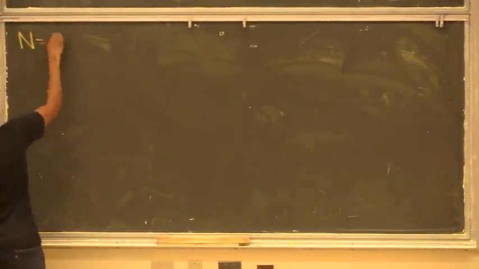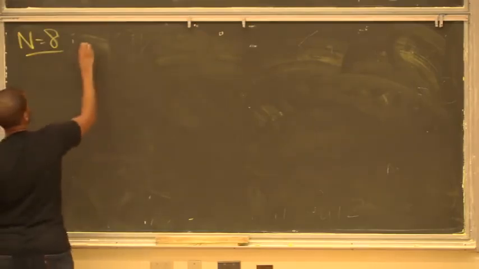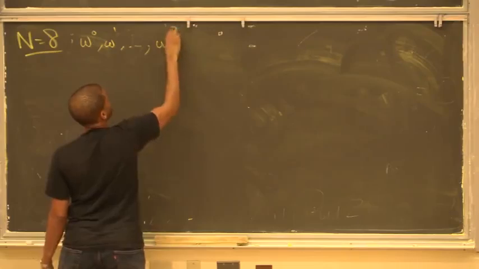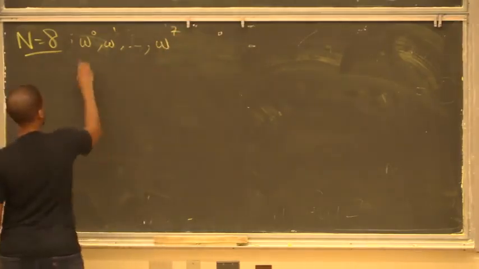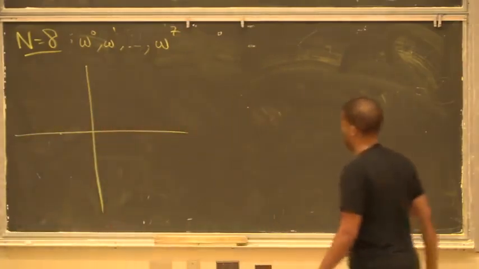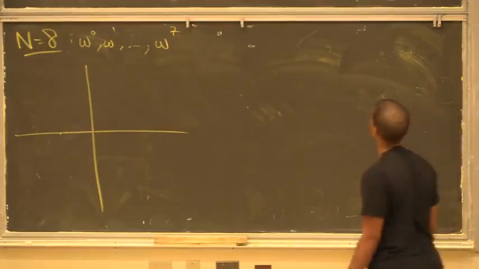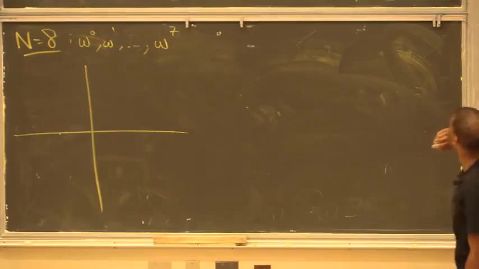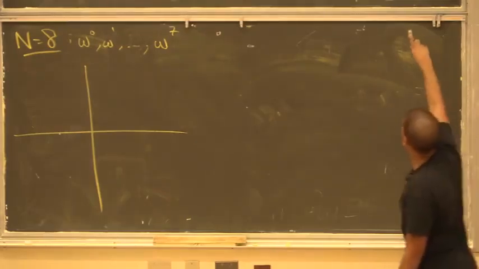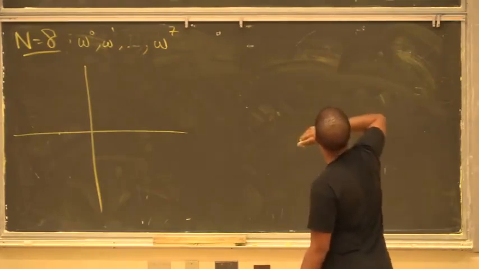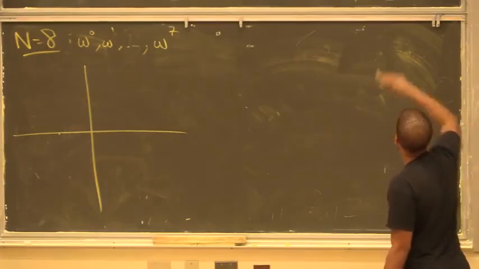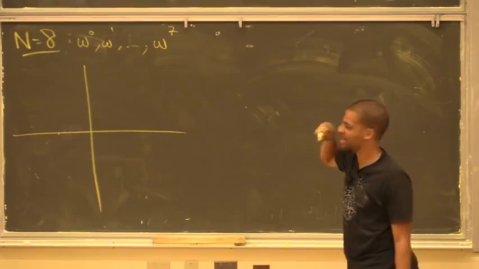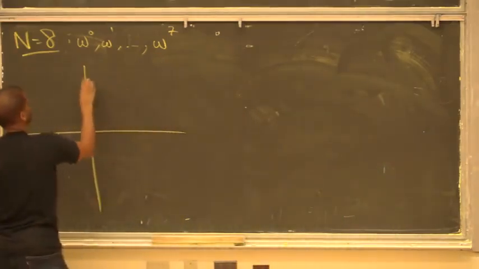Let's say that n is equal to 8. Let me draw omega to the 0, omega to the 1, all the way up to omega to the 7, which is n minus 1. Let's draw the complex plane. I said one way of thinking about complex numbers is the radius times e to the square root of minus 1 times theta. So notice here, there is no r. It's like e to the square root of minus 1 times some angle. So all of these numbers lie on the unit circle.